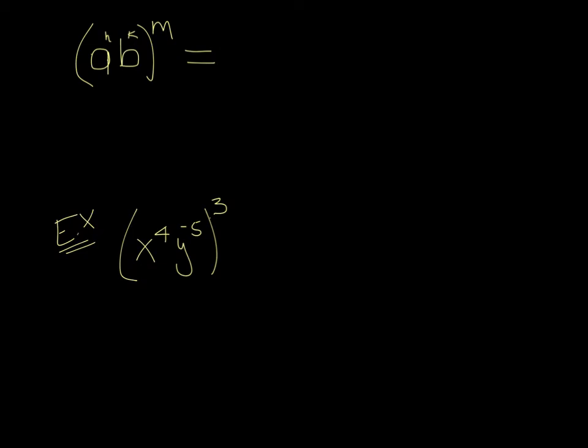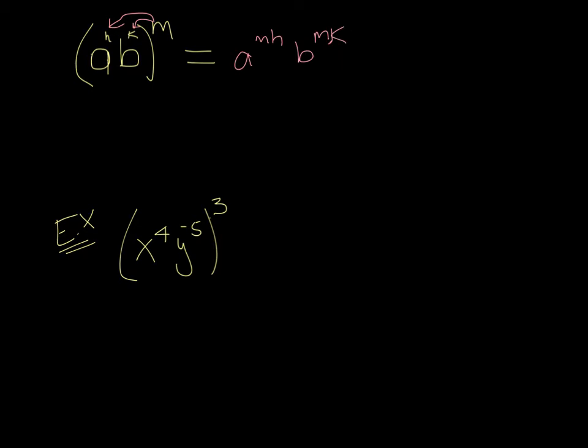This property also has implications for when we have a product inside parentheses. So if we have something like a to the h, b to the k, all to the m, it will distribute to the powers of all the factors inside the parentheses. So this would become a to the m times h, b to the m times k. So let's look at the example below.